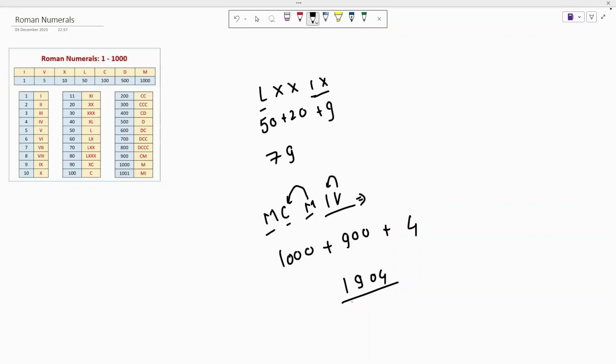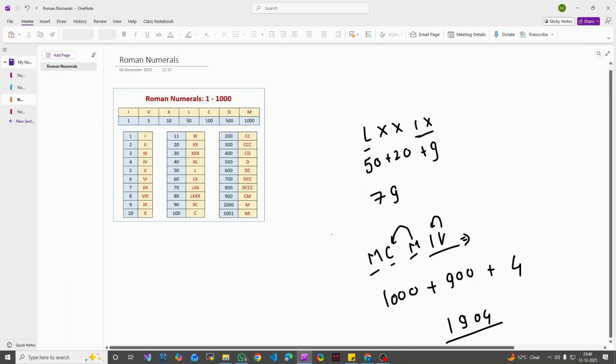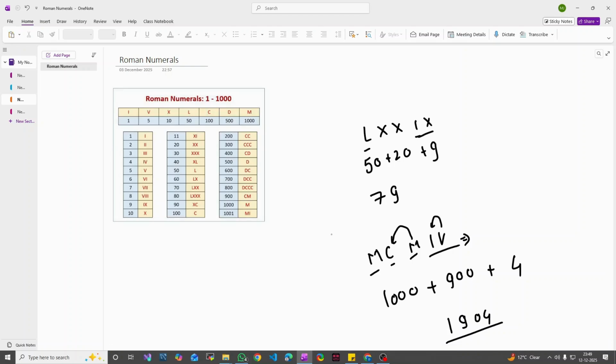So these are the questions. And now you know all the Roman numerals rules, repetition, addition, subtraction, everything in between.